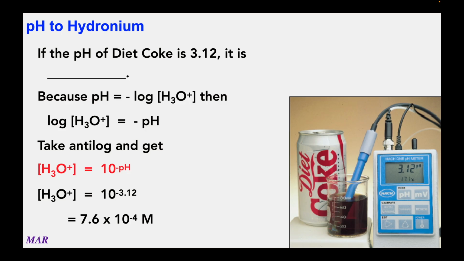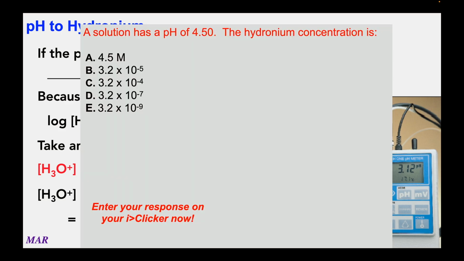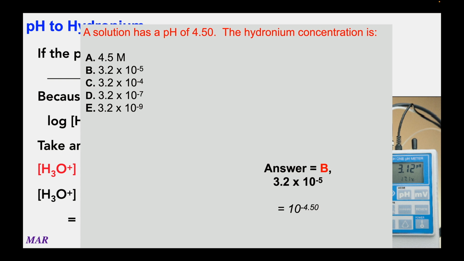In this problem, we have a pH of 4.50, and we want to solve for the hydronium, the H3O plus concentration. No problem. So hydronium equals 10 raised to the power of minus 4.50. And this is definitely a job for your calculator. It comes out to be 3.2 times 10 to the minus 5, or answer B.